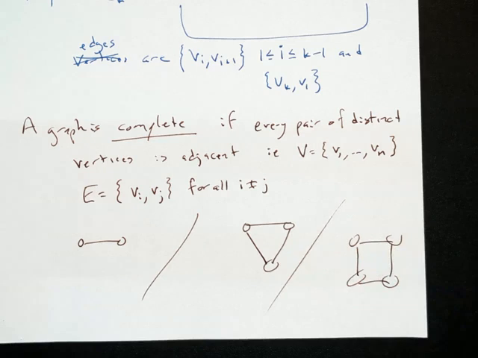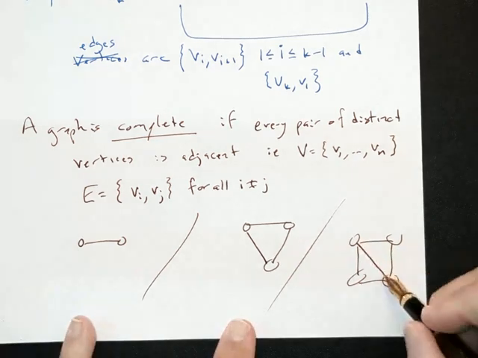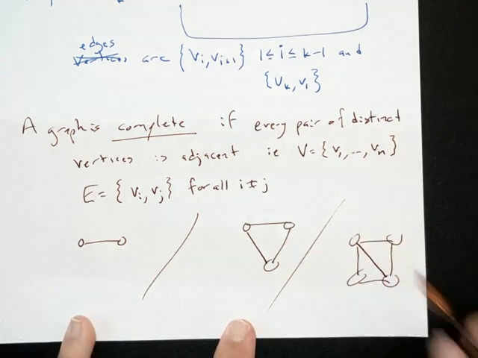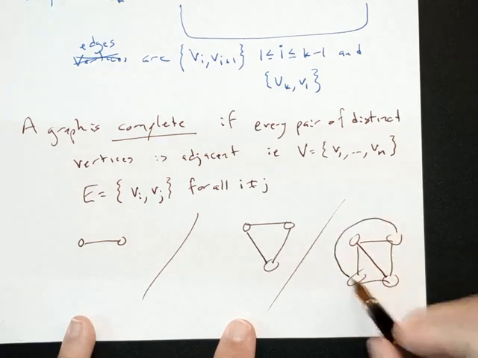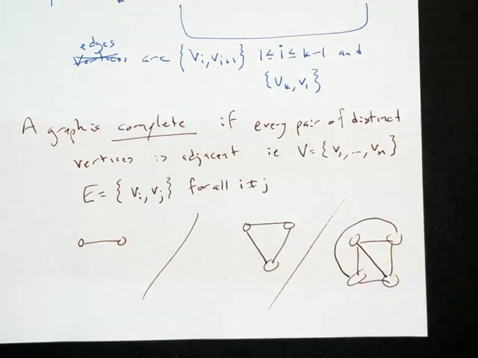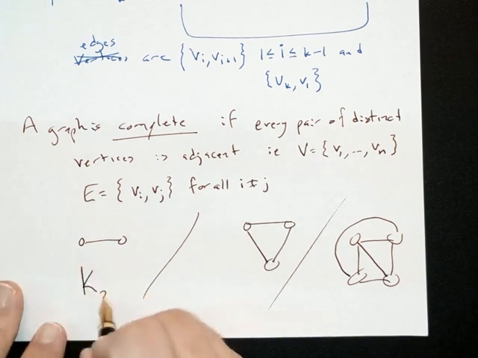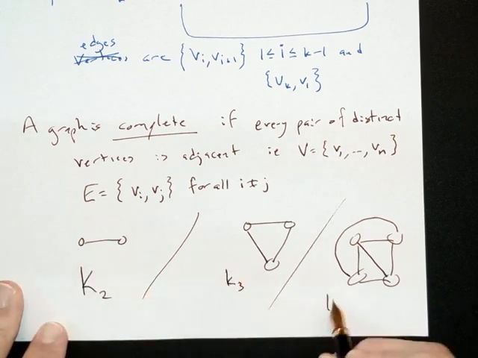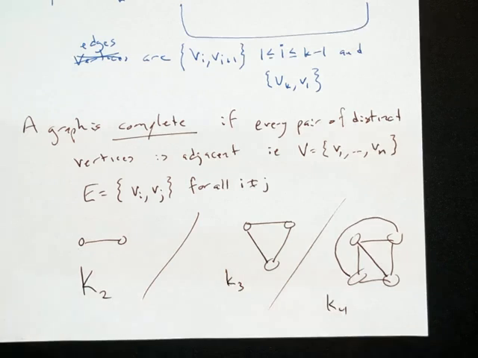But then I'm missing things, aren't I? I'm missing this one. And I'm missing that one. There are actually 6 pairs, 6 edges here. We're going to call these graphs complete. We're going to call them K, K2, K3, K4. What's K5?